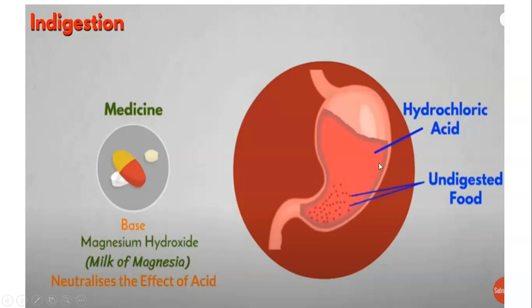This base reacts with the acid and neutralizes the hydrochloric acid which is produced in a larger amount in your stomach. Magnesium hydroxide is also called milk of magnesia. So to treat indigestion caused by acidity, we take base products like magnesium hydroxide medicines, which are used for neutralizing the excess acid produced in our stomach. So this base neutralizes the effect of acid. This is one incident which you see in your daily life.